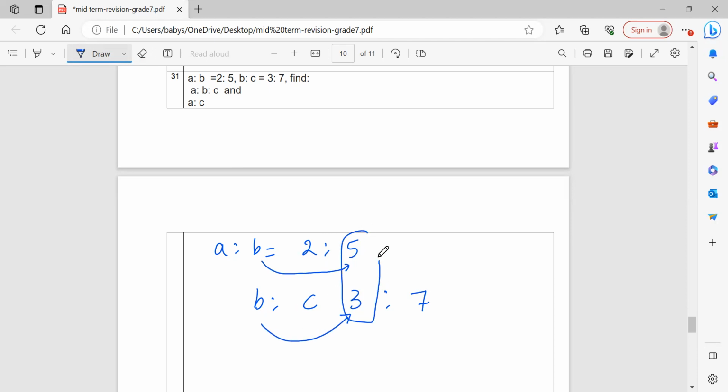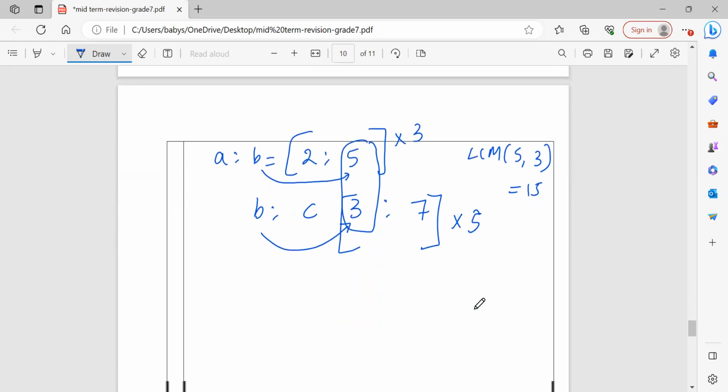So 5 and 3, you should see the LCM of the common thing. LCM of 5 and 3, if you find out, you will be getting 15. So the first ratio you multiply by 3. Why am I doing that? I'm going to get 5 3s are 15. The second ratio you will multiply by 5 because I want 3 to be converted to 15.